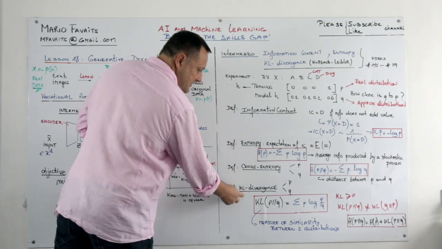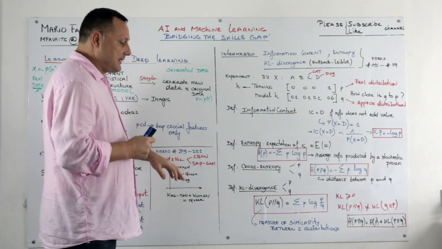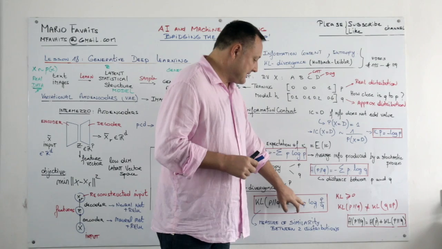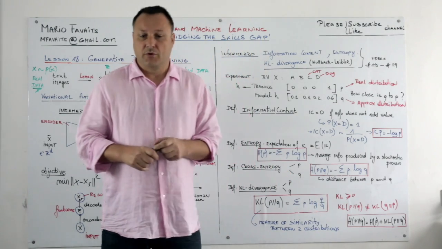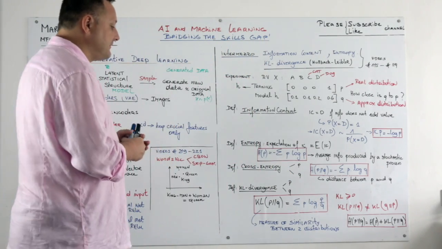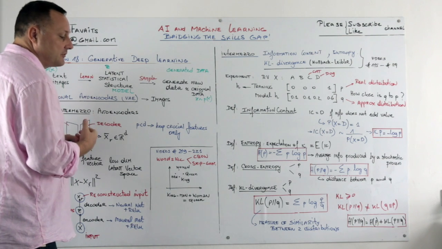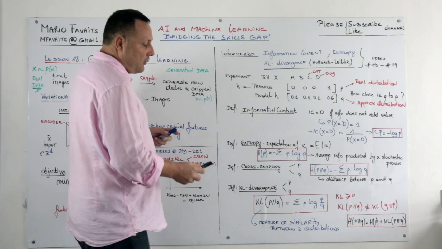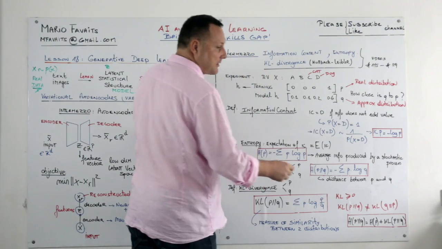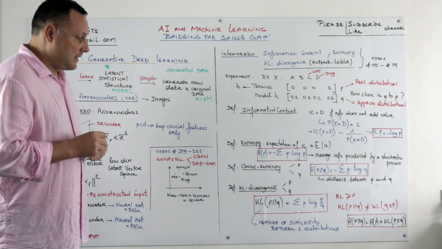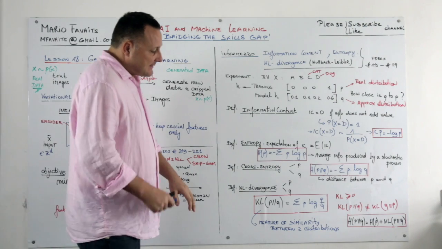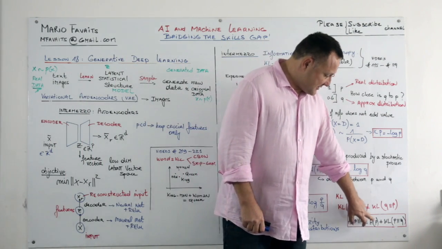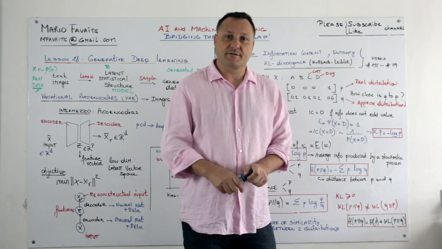And then KL divergence is the sum of P times log P over Q. KL divergence gives you how similar two distributions P and Q are. KL is always positive and is non-symmetrical. And basically you see that your cross entropy here equals your entropy plus KL divergence.